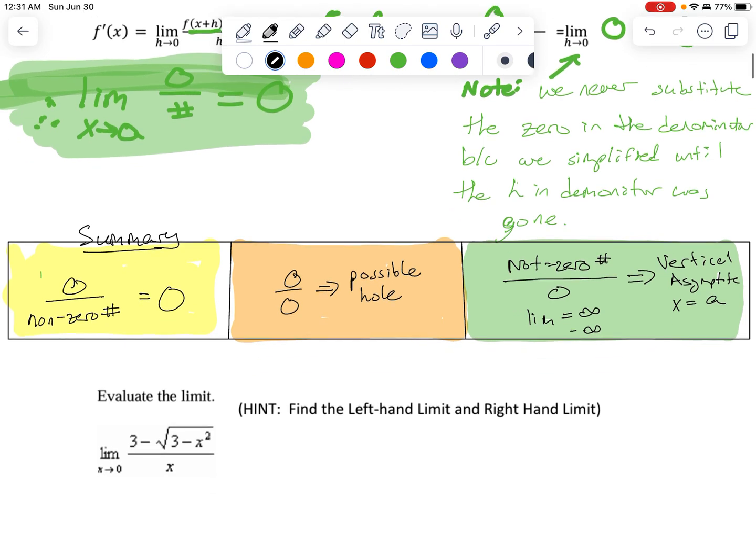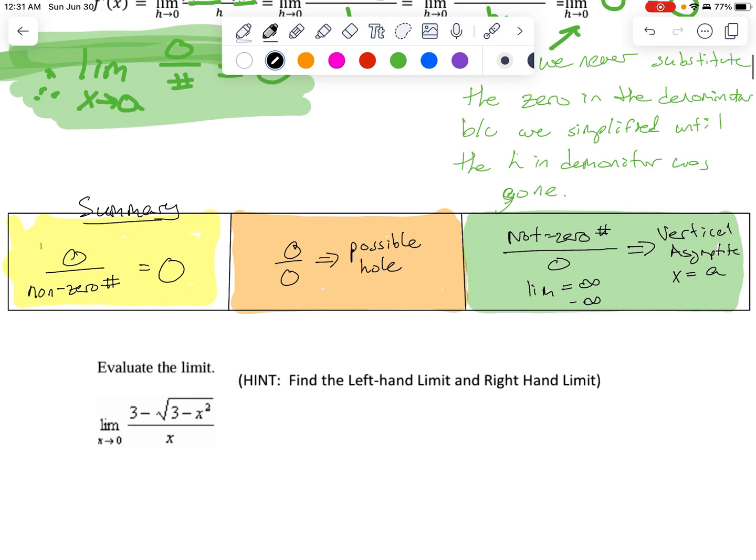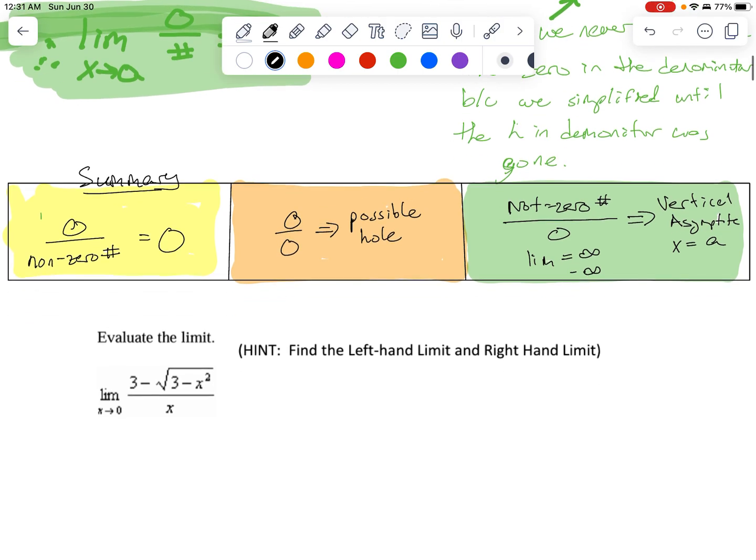Okay, so now that we know these three situations, let's look at this other commonly missed problem. I gave you a little hint here to find the left hand and the right hand limits. And why do you think I did that? Let's see. Well, let's look at this problem and see where it fits. Let's just try to take the limit and see which it fits in. Is it 0 over a non-zero? Is it 0 over 0? Is it non-zero over 0? Or is it something else entirely? Let's just try, because if it fits in one of these boxes, we know what to do next.